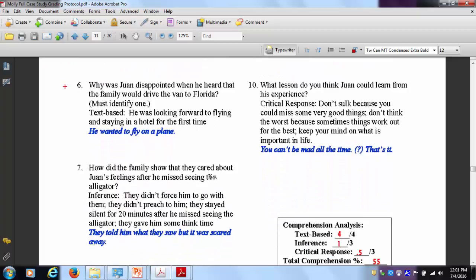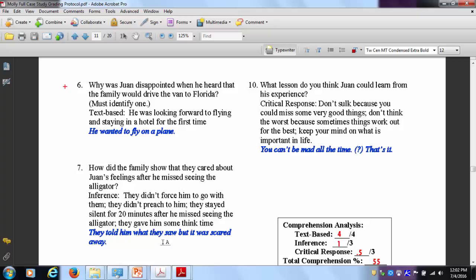7 is an important one here, because you need to remember that questions clue to the sequence to which the question's related to. So you have to detect the part of the story triggered by the question and respond to that sequential element. So how did the family show they cared about Juan's feelings after he missed the alligator? He said they told him what they saw, but it was scared away.